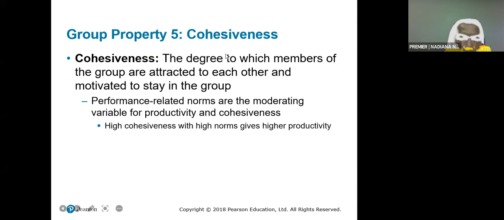Group property: cohesiveness. What is cohesiveness? Cohesiveness is the degree to which members of the group are attracted to each other and motivated to stay in the group. Performance-related norms are the moderating variable between productivity and cohesiveness. High cohesiveness with high norms gives high productivity. It is the degree to which members in the group attract each other. They have a very strong binding to each other: cohesiveness.